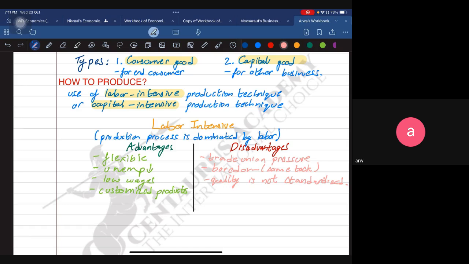When you are mass producing, how can you rely on a worker to mass produce? If you have a big brand, try to understand this point. If you have a very big brand and you want to sell your products to the masses, would you want the quality not to be the same? Some people receive a better quality product and the others receive a lower quality.